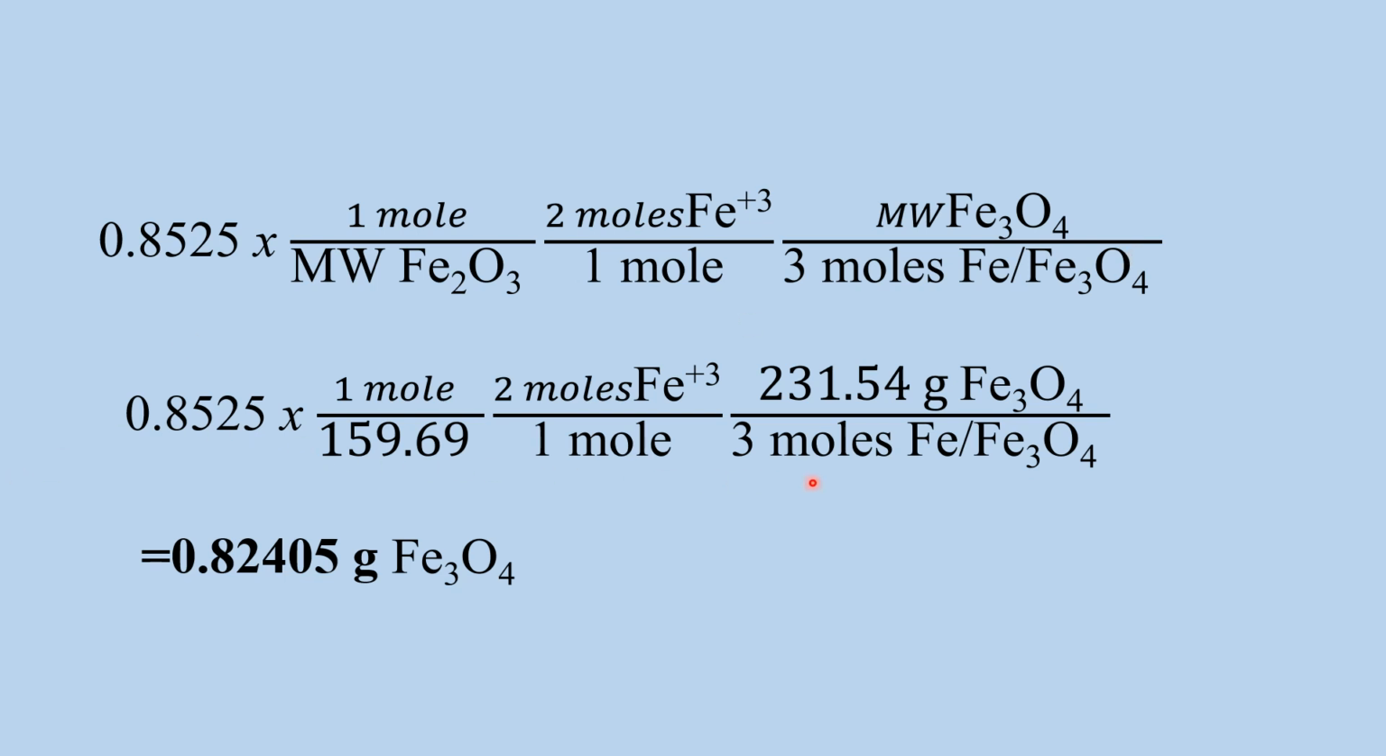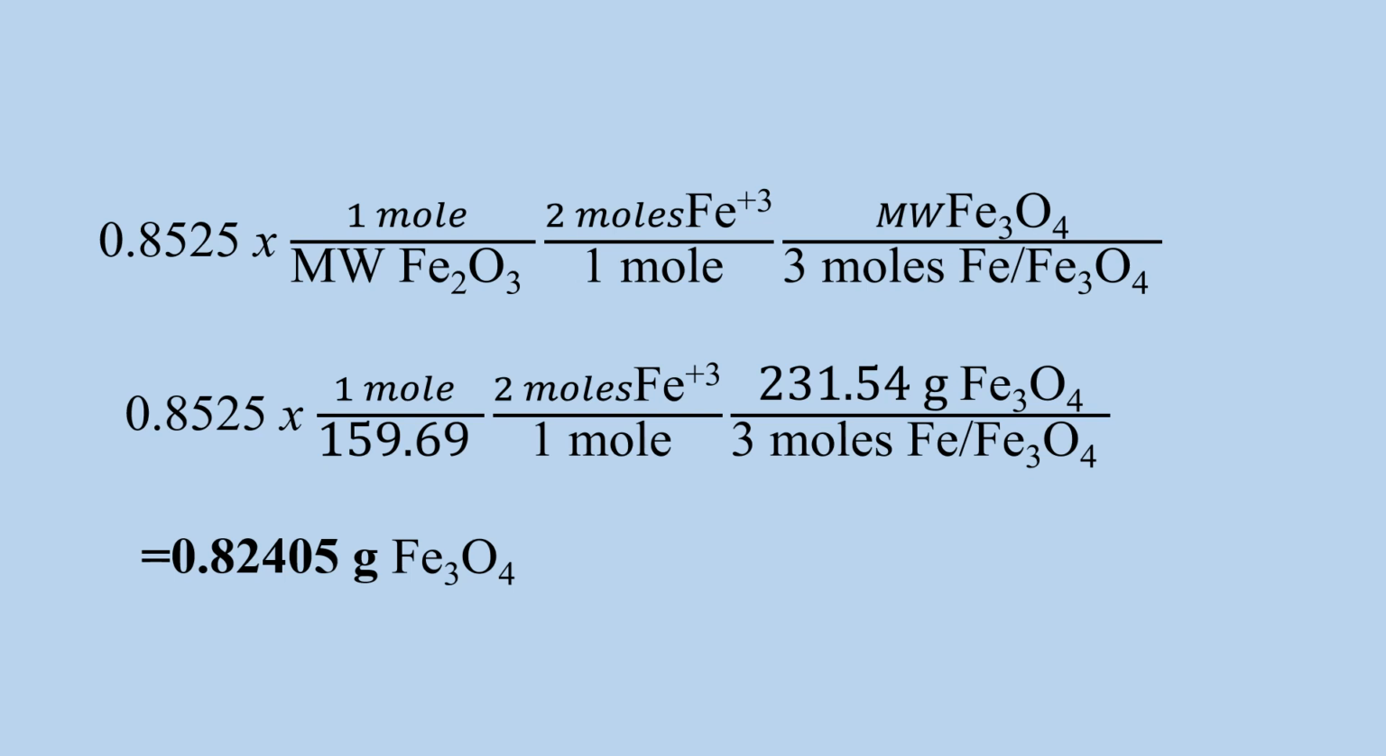Okay? So, ito na yung where you place the values, molecular weight, the factor, molecular weight, the factor, and this 0.8525 grams of ferric oxide will translate to 0.82405 grams of magnetite. Ngayon, yung problem is percentage.